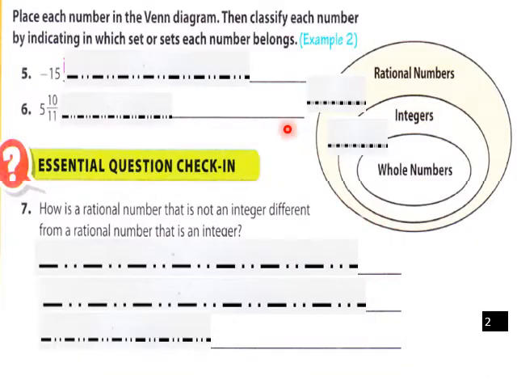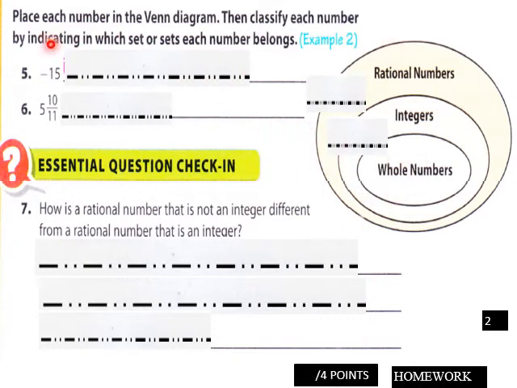And page 2, we got a Venn diagram question up here. Place each number in the Venn diagram and then classify each number by indicating in which set or sets each number belongs. So for these two numbers. And then essential question check-in. How is a rational number that is not an integer different from a rational number that is an integer? How are they different? And you got 4 points here on page 2.